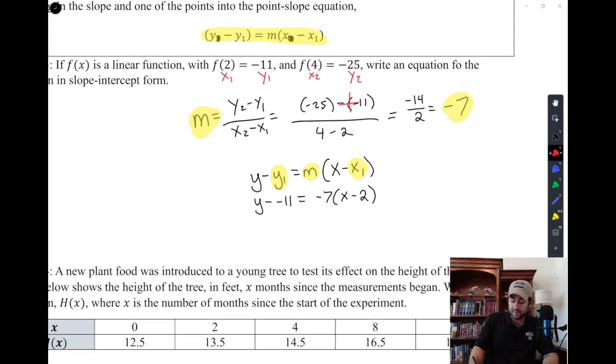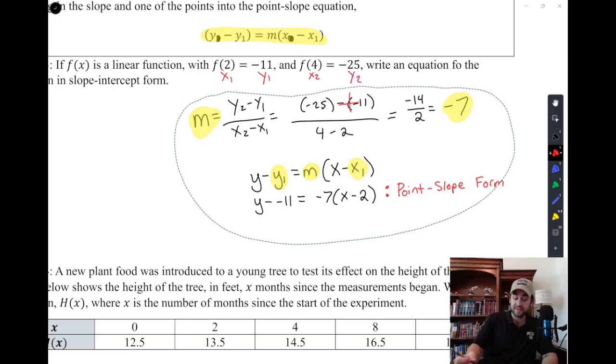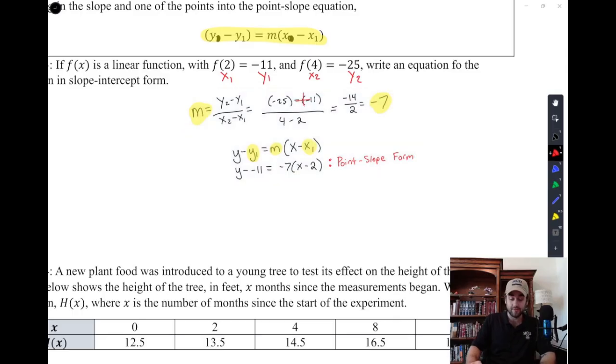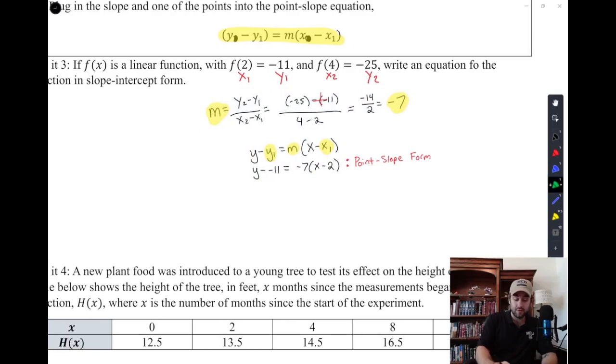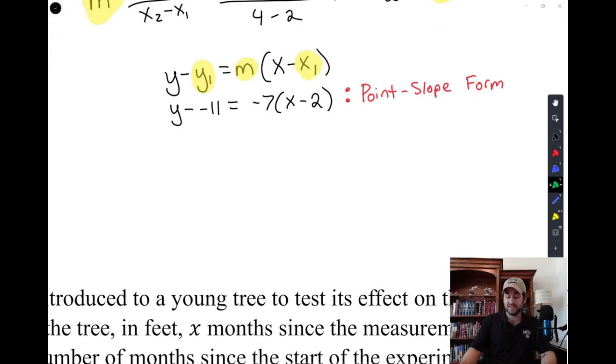And so that right there is the point slope form. The reason it's called point slope form is because we had a point and we had a slope and we plugged them into an equation to get the point slope form. But this problem didn't ask us to stop at point slope form. It actually asked us to go all the way to slope intercept form. And so we have to do one more thing, which is get y by itself.